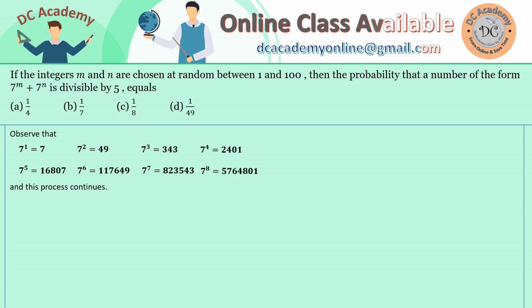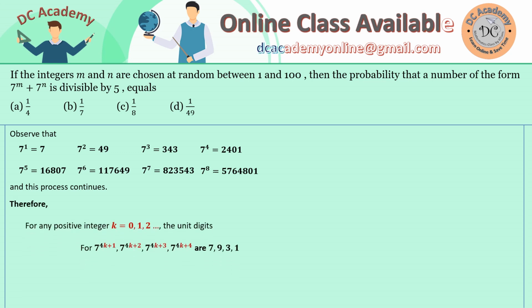So therefore we can say that for any non-negative integer k, starting with 0, 1, 2, 3 and so on, the unit digit of 7 to the power 4k plus 1 will be 7, 4k plus 2 will be 9, 4k plus 3 will be 3 and 4k plus 4 will be 1. That's it.